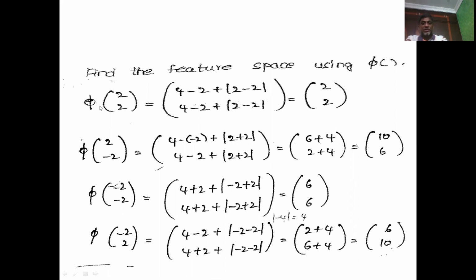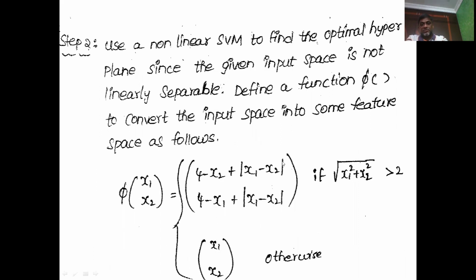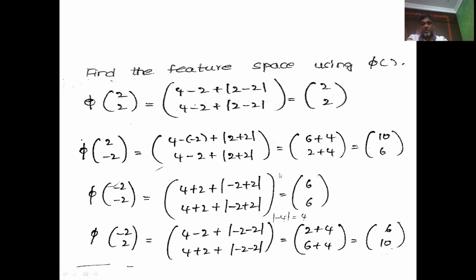So the first point is 2 comma 2, a positive label. I will calculate using the formula 4 minus x2 plus the absolute value of x1 minus x2. So 2 plus 0, it's going to be 2, and this is also going to be 2. So there is no change in the first point. It remains the same.